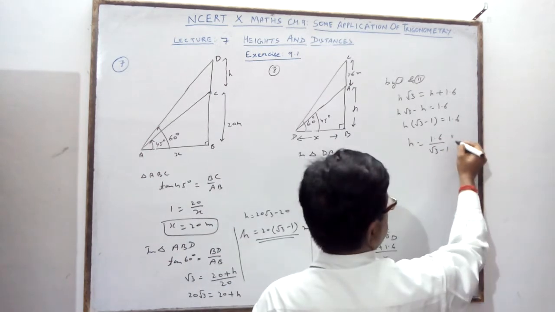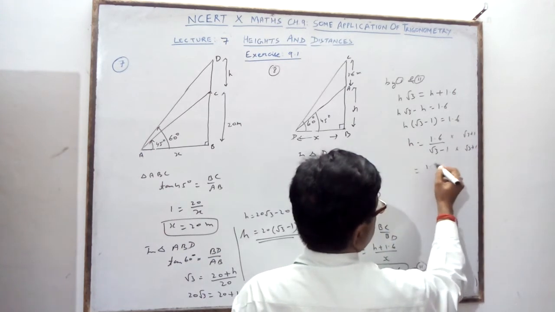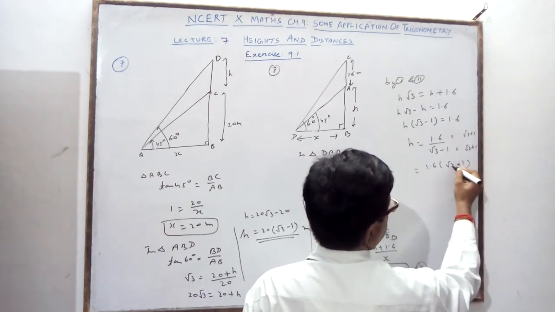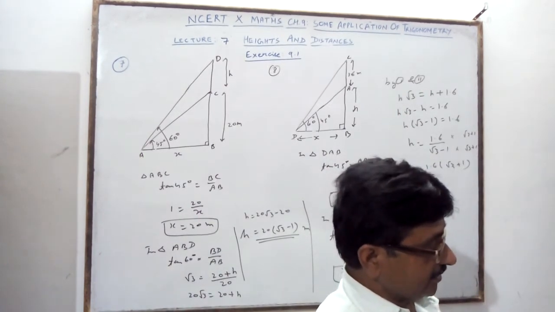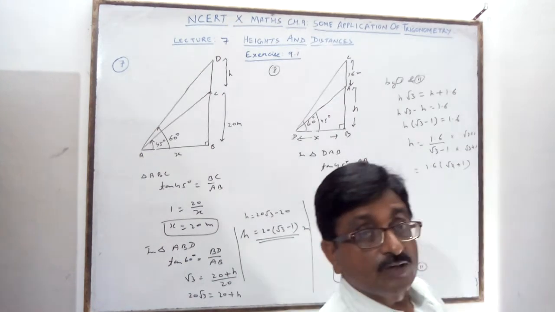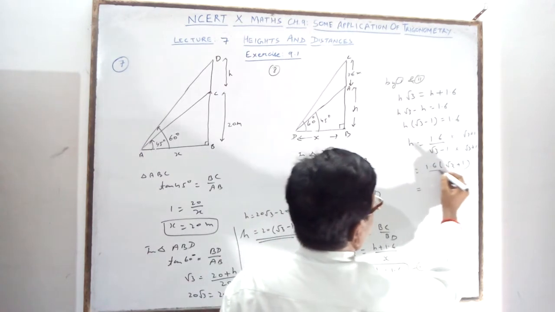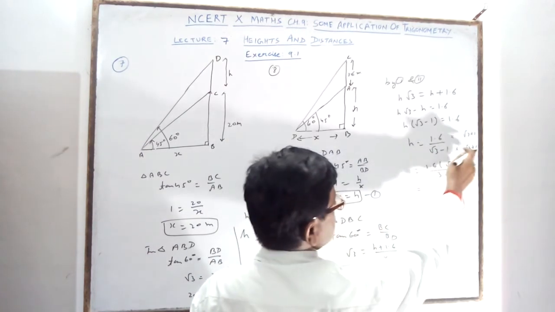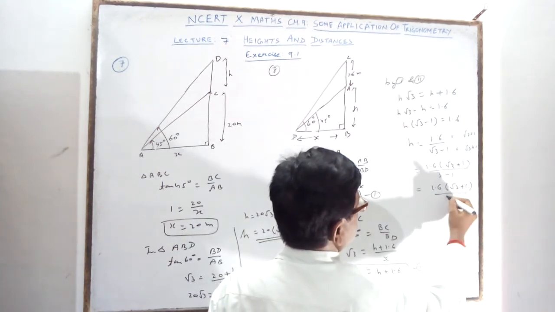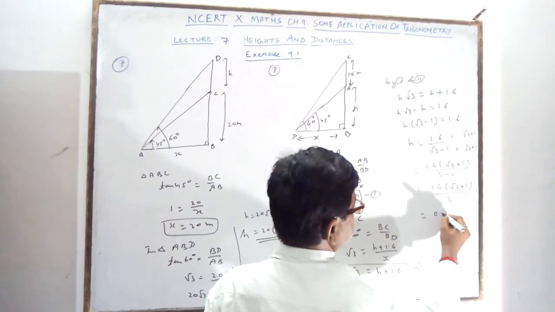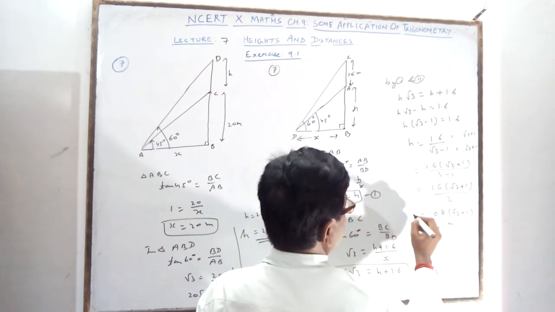So rationalize the denominator, like in class 9th. You will get 1.6 (root 3 plus 1) upon (root 3 minus 1)(root 3 plus 1), that is 3 minus 1, root 3 square minus 1 square. So 1.6 (root 3 plus 1) upon 2. So 0.8 (root 3 plus 1) meter is the height of the pedestal.